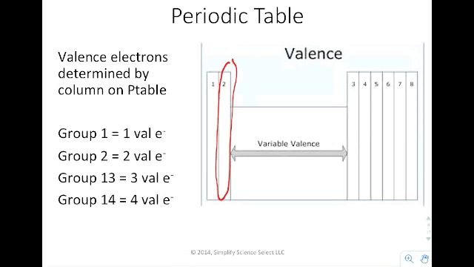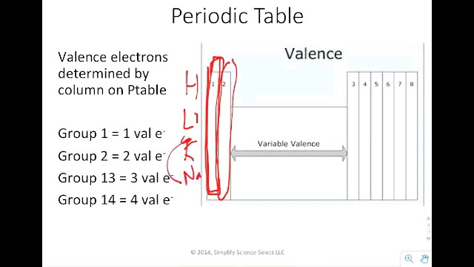In fact, there's a nice little pattern on the periodic table. Look at group 1, the first column. We're talking about columns here, not rows. Columns go up and down. Everything in the first column, like hydrogen, lithium, sodium, and potassium, has a single valence electron. Everything in group 2, like calcium and barium, has 2 valence electrons.